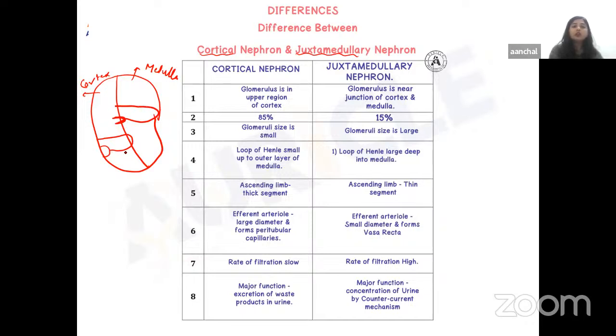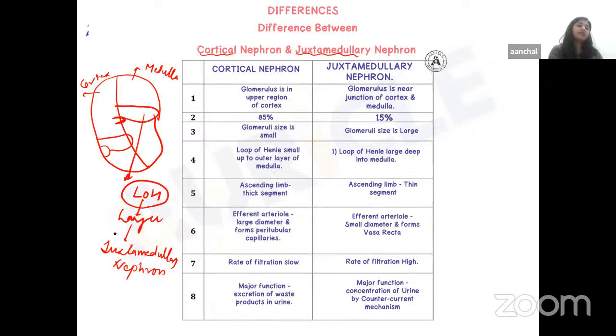And the second thing, the loop of Henle of the cortical nephron is smaller than the loop of Henle of the juxtamedullary nephron. So the LOH of the juxtamedullary nephron is always larger, or we can call it longer. And that's why this type of nephron is mainly involved in the countercurrent mechanism. So let's look at the differences.